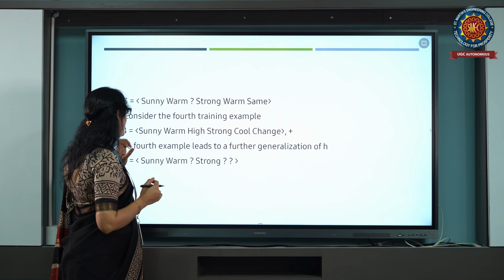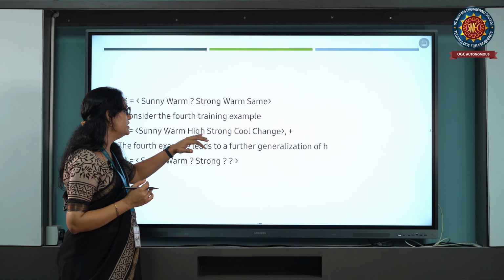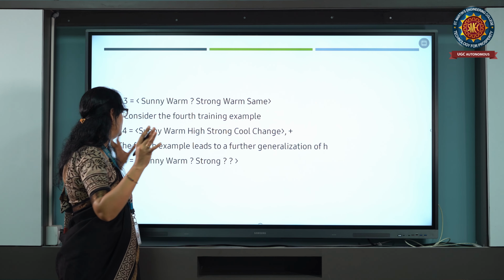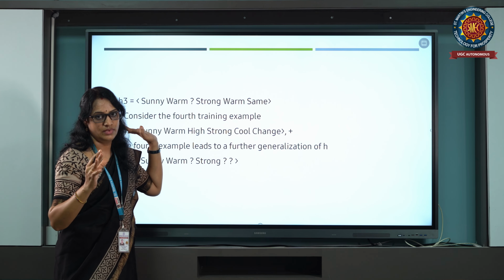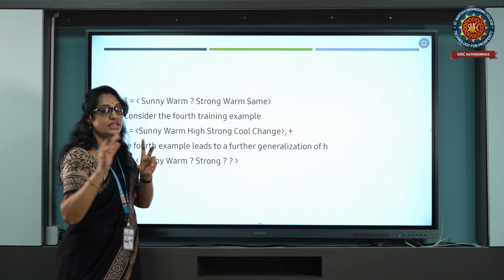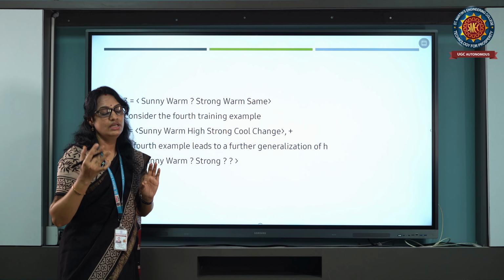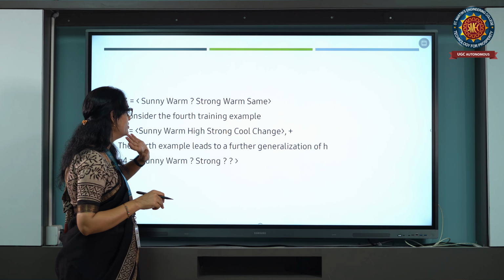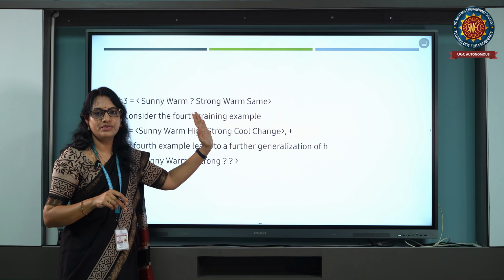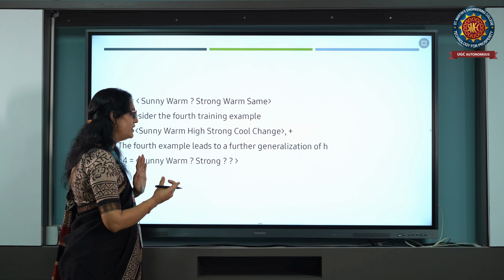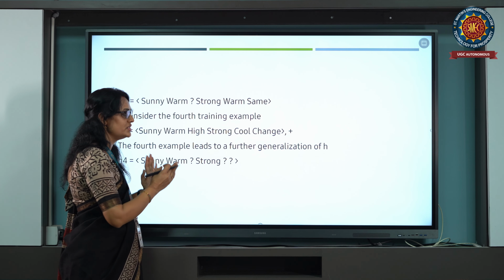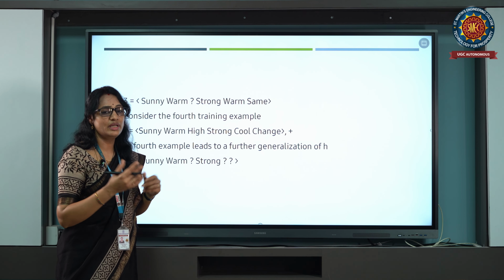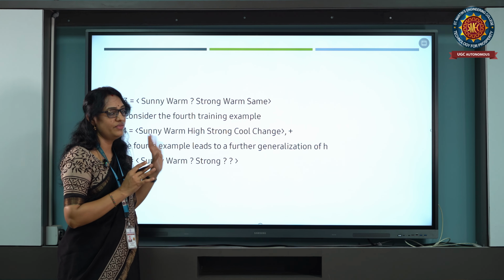Coming to the fourth example, we are taking sunny, warm, high, strong, cool, change. This is a positive example. You have to compare this fourth example with the hypothesis H3. Wherever it is not consistent, you just replace it with the most general symbol, the question mark. Therefore, the output we got for the Find-S algorithm is sunny, warm, question mark, strong, question mark, question mark. But this is only accurate for the positive examples. What about negative examples? It is a very big drawback of the Find-S algorithm.